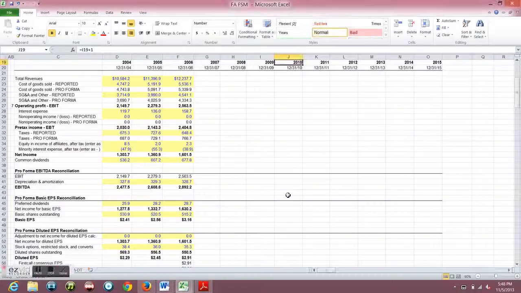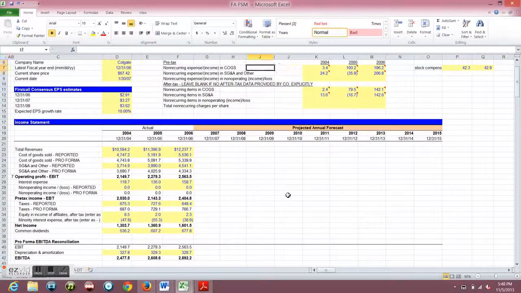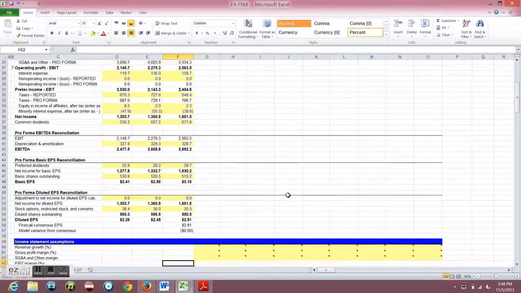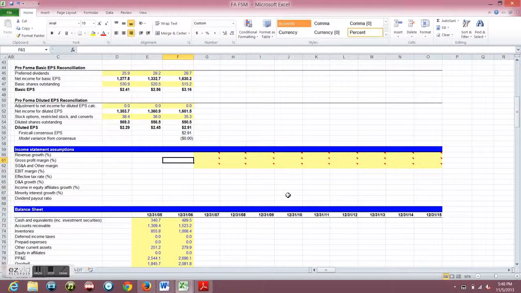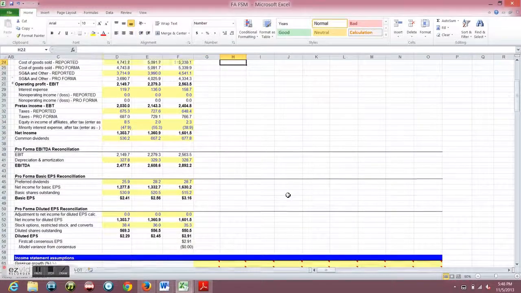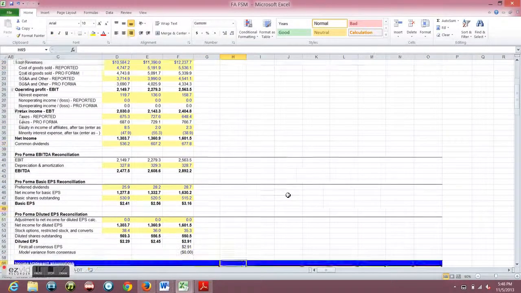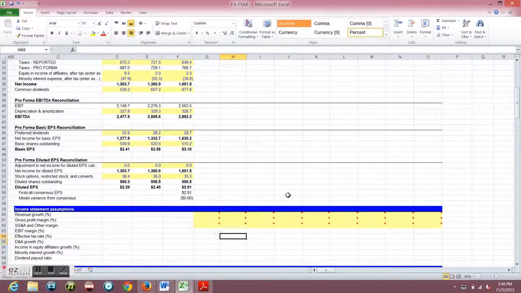Before I go into that, so far we have laid out our income statement, adjusted for our non-recurring items, and our variance is 0, which is always a good thing. Now we're going to make our income statement assumptions and then project our whole income statement. Now, we don't have enough knowledge about the industry to make our own assumptions.